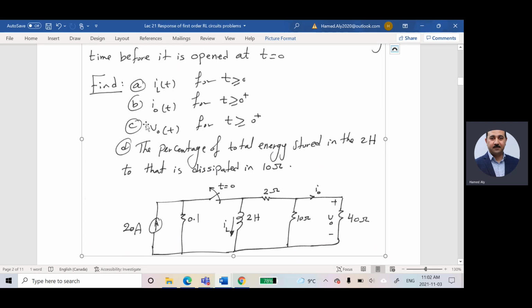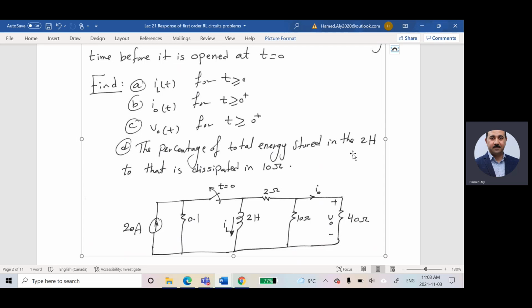I_O(t), actually it's not I0, it's I_O(t). And I_L(t) is the current in this inductor. And I_O(t) for t greater than or equal to 0 positive, you would like to find this current at any time. And v_O(t), actually it is not V0, it is v_out, v_O(t) for t greater than or equal to 0 plus, and then the percentage of the total energy stored in the 2 henry inductor to that dissipated in the 10 ohm resistor.